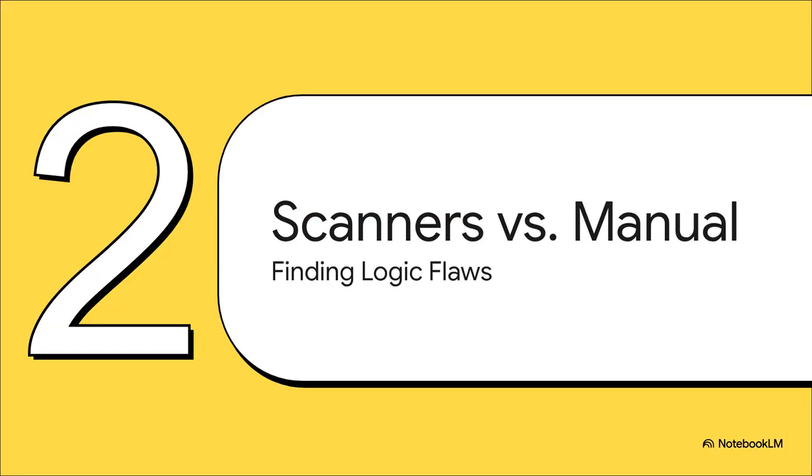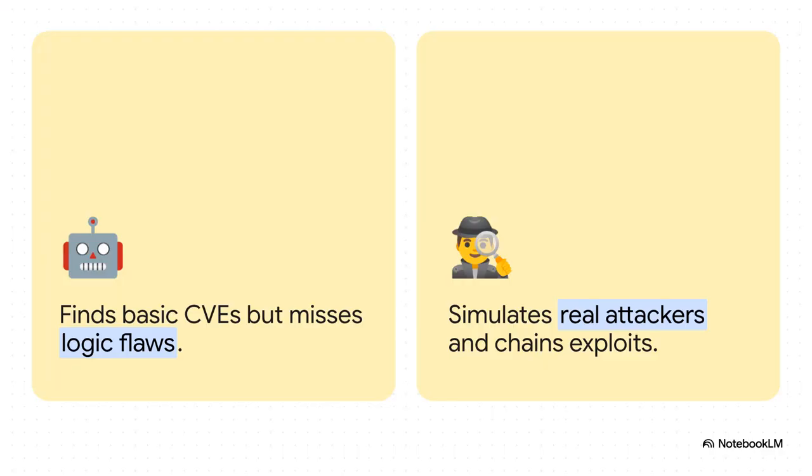Moving right along to Section 2, scanners versus manual testing. This brings us to a really crucial concept, what I like to call the iceberg of cybersecurity. What you see on the surface when you use automated tools is just a tiny, tiny fraction of the big picture. Cheap automated scanners, which usually run around $500, basically just check boxes. They'll find known basic vulnerabilities, sure. But beneath the surface, that's where professional manual tests come in.